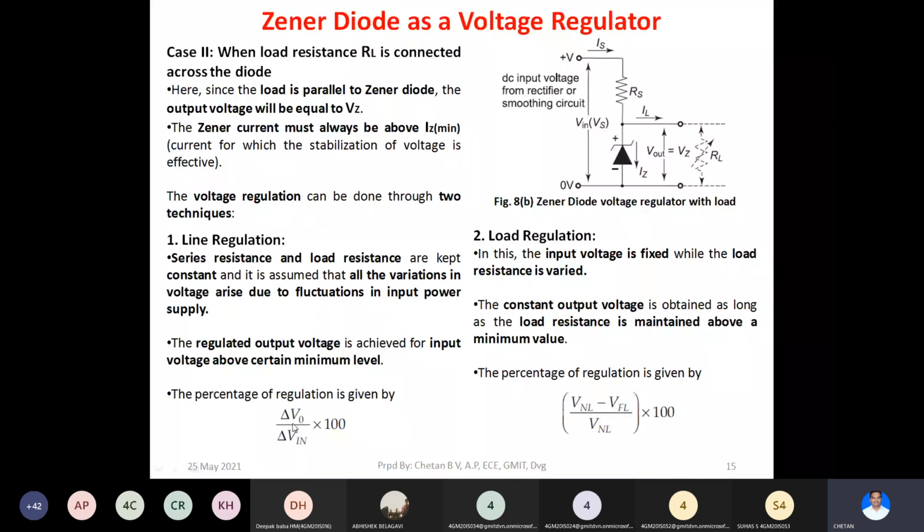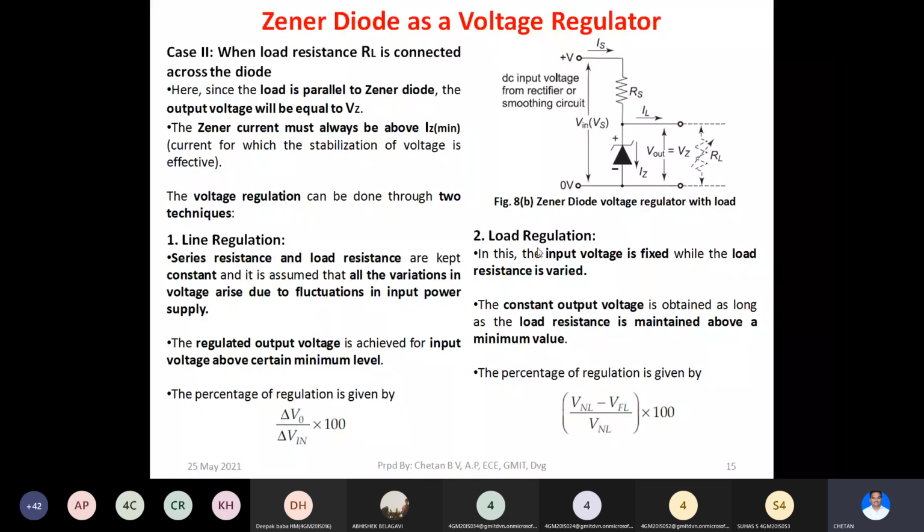And one formula you can generate here is the percentage regulation. Percentage regulation is change in output voltage divided by change in input voltage, multiplied by 100. Using this, you can calculate percentage regulation. Delta Vo is a small change in output voltage. Delta Vin is a small change in input voltage Vin. Next, the second technique is load regulation.